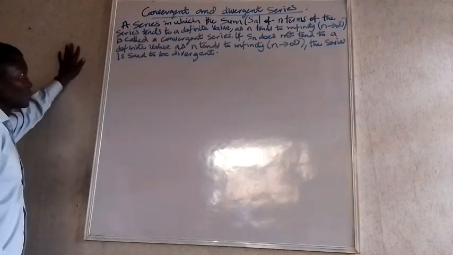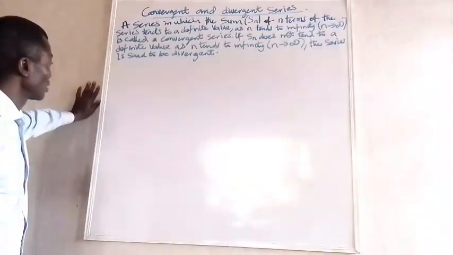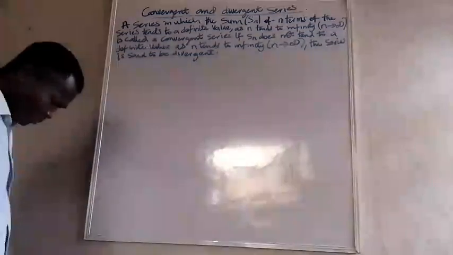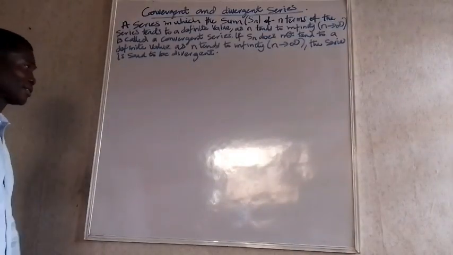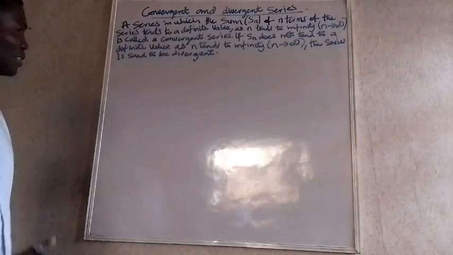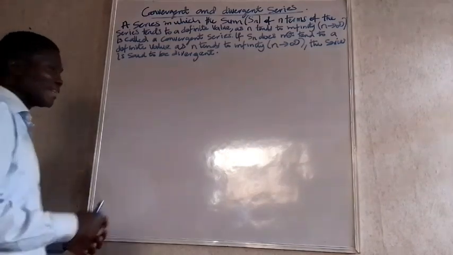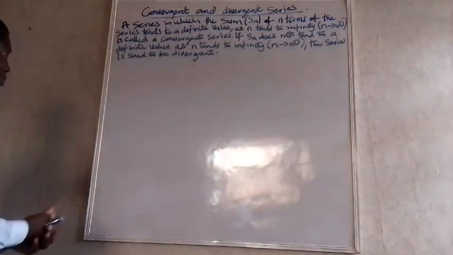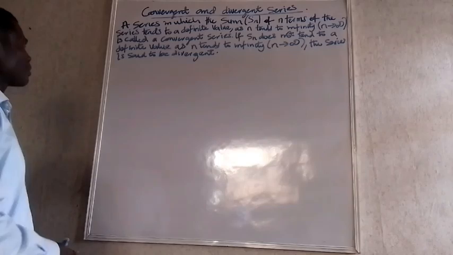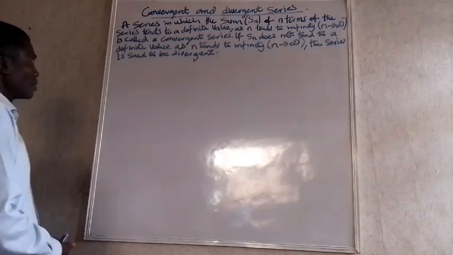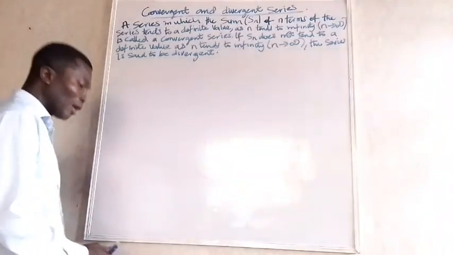Today we are dealing with specific aspects of series, convergence and divergence. What do we mean by convergent and divergent series? A series in which the sum Sn of n terms of the series tends to a definite value as n tends to infinity is called a convergent series. If Sn does not tend to a definite value as n tends to infinity, the series is said to be divergent.